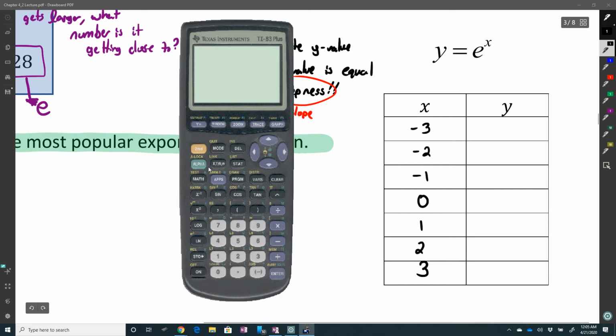So plugging numbers in, I have e to the -3. I'll do, let's do 4 decimal places, 0.0498. And then same thing, e to the -2 now, 0.1353.